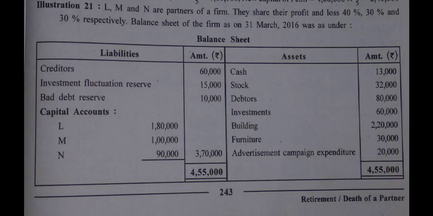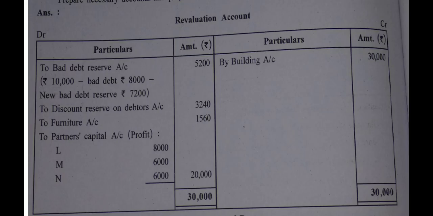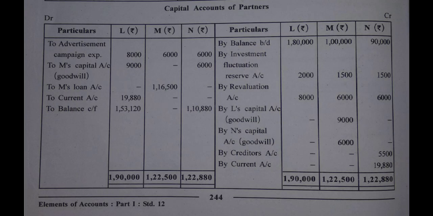Let us check the next item. Debtors, investments, building and furniture. All the 4 items have been already recorded. Yes? So the last thing left unrecorded is advertisement campaign expenditure. This is given on asset side, and so it is to be written on debit side of partners' capital accounts, and the amount is to be distributed or written off in old ratio.